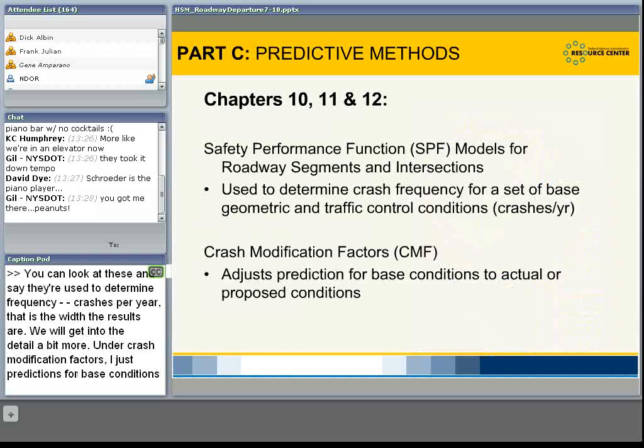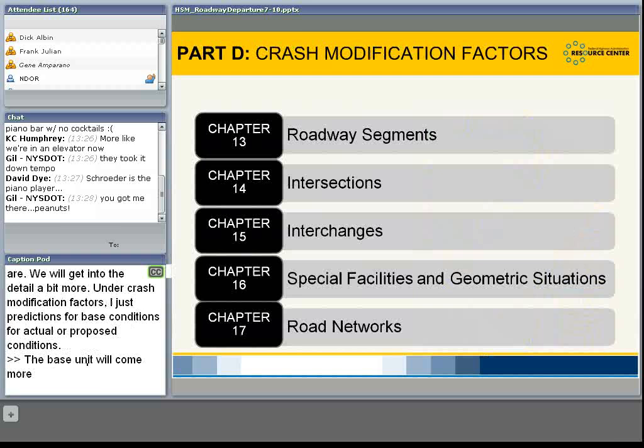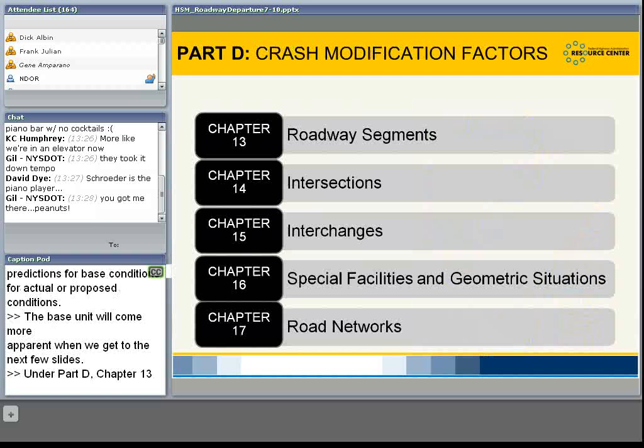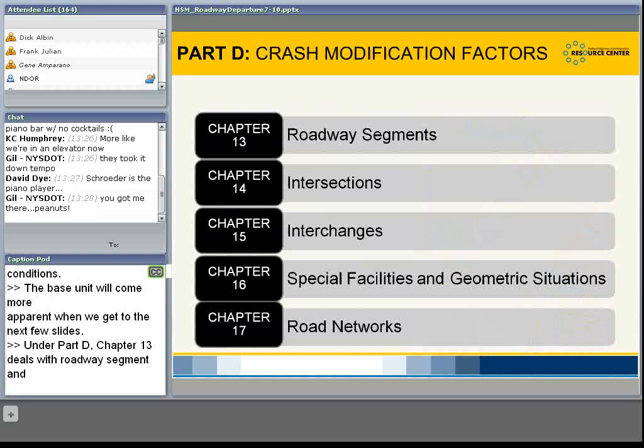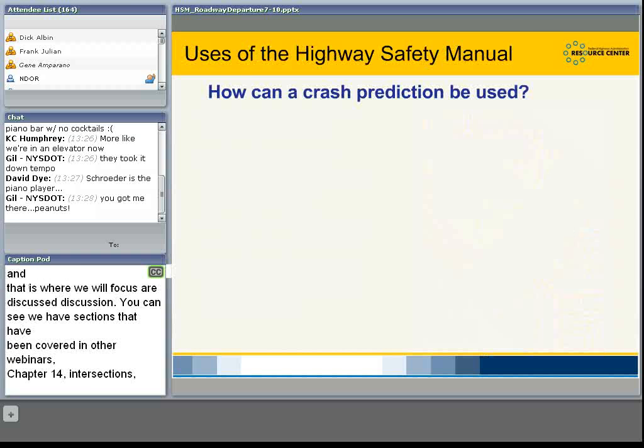Now, when we say that, and Dick's going to get into the crash modification factors later on in this session, the base unit, I think, will become more apparent when we get into the next few slides. Under Part D, Chapter 13 deals with roadway segments. Again, that's where we're going to focus our discussion in Part D. But you can see that we also have sections that have been covered in other webinars under Chapter 14, intersections, Chapter 15, interchanges, and 16, special facilities and geometric situations, and roadway networks, Chapter 17.